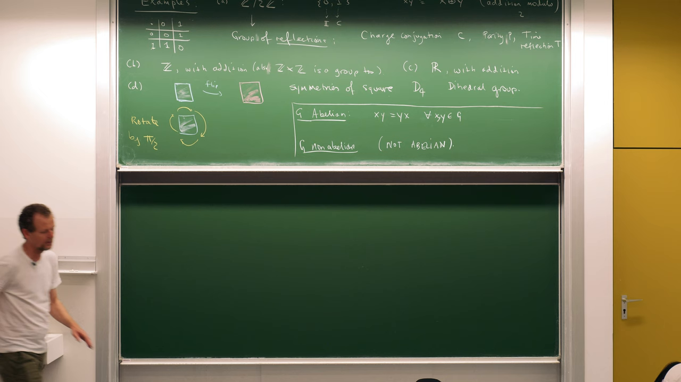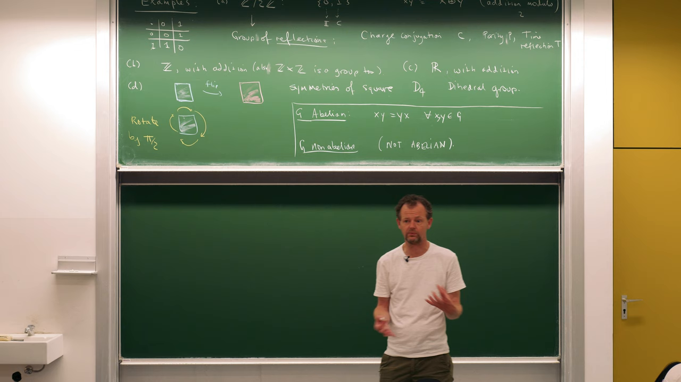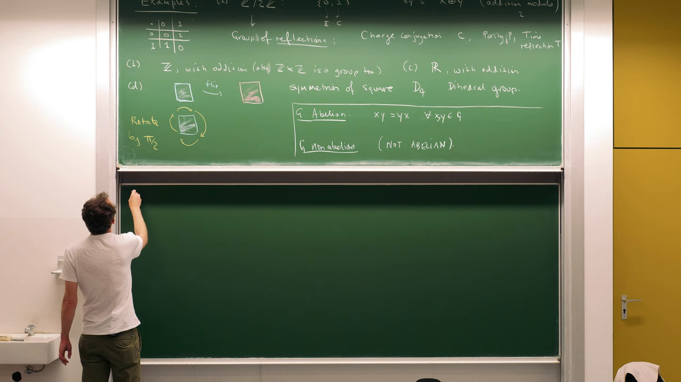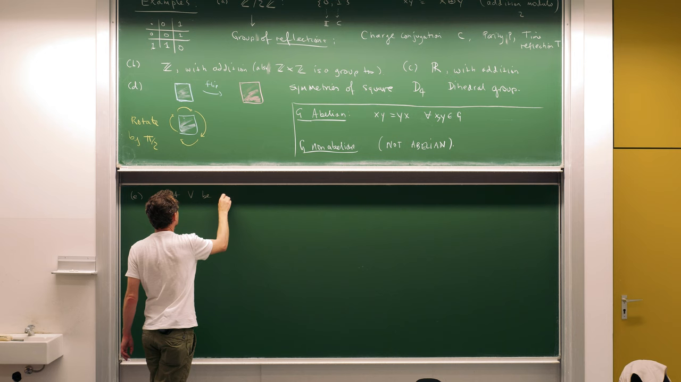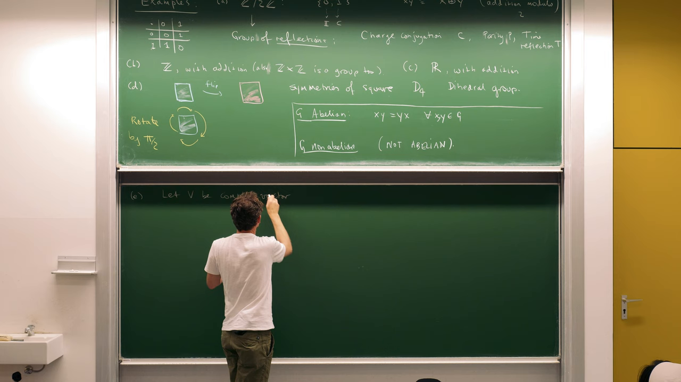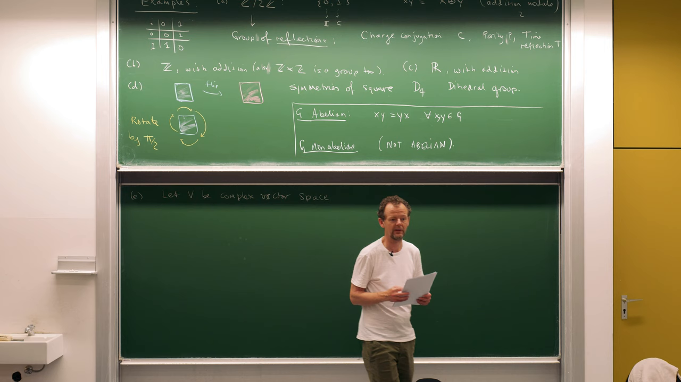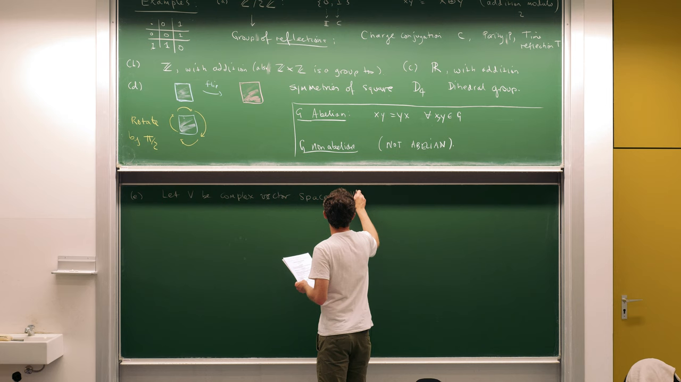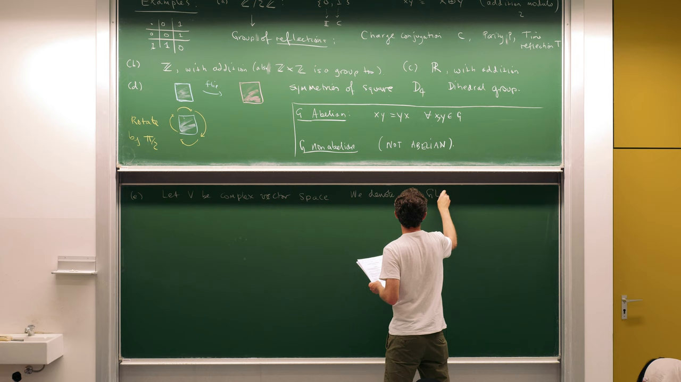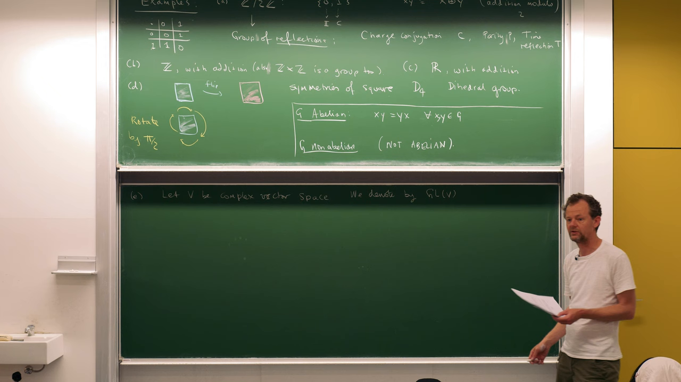Okay, two more examples. Now we're getting into some really heavy territory here. Now we're going to talk about a very serious group indeed. This is a non-abelian group. It's one that you're familiar with. Namely, all the invertible linear transformations of some complex vector space.